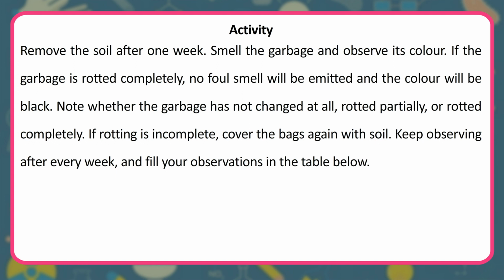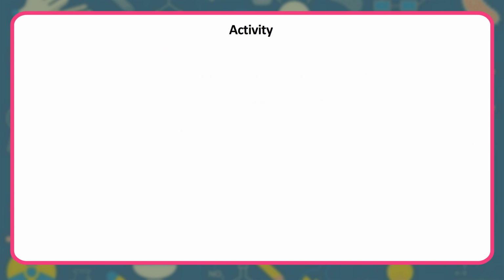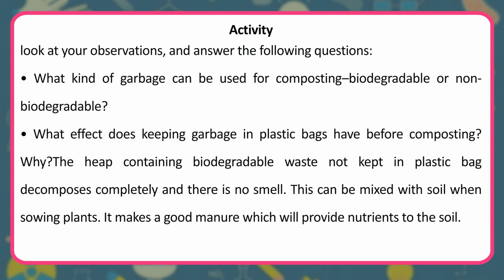Remove the soil after 1 week. Smell the garbage and observe its color. If the garbage is rotted completely, no foul smell will be emitted and the color will be black. Note whether the garbage has not changed at all, rotted partially, or rotted completely. If rotting is incomplete, cover the bags again with soil. Keep observing after every week, and fill your observations in the table below. Look at your observations, and answer the following questions.